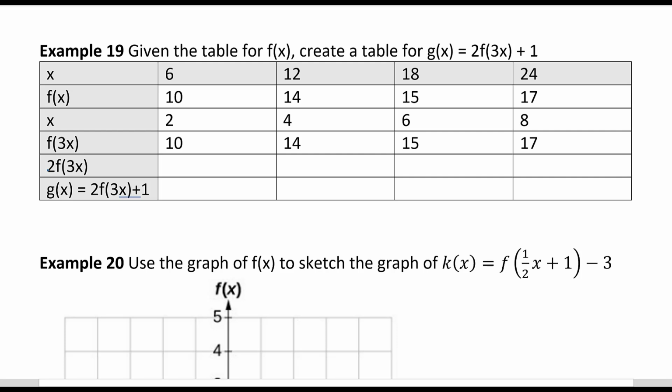The next part, the 2 out front gets multiplied. So 2 times 10 is going to be 20. 2 times 14 is 28, excuse me. 2 times 15 is 30, and 2 times 17 is 34. Oh, I was going to clean that up. My eraser doesn't want to work. Next, we're going to add 1 to each of these. So 21, 29, 31, and 35. And that's it.